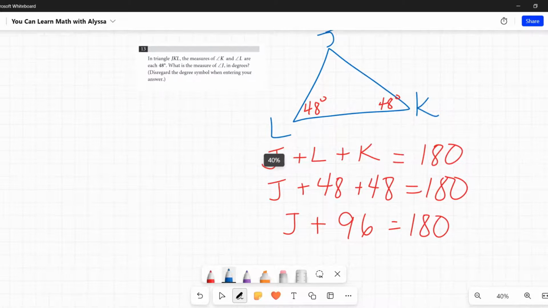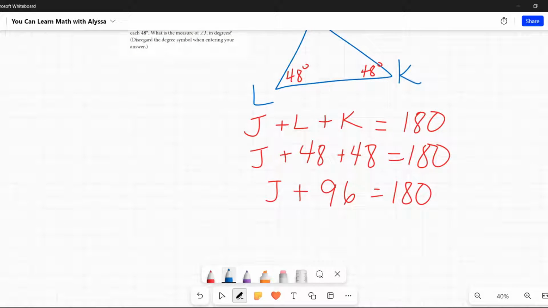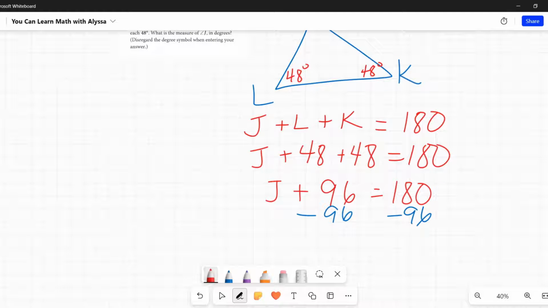And now I'm going to zoom out a little bit because I'm running out of room. To get this J by itself, I want to undo this adding 96. So I'm going to subtract 96 from both sides. And I'm left with J on the left and 84 on the right. So 84 degrees is my answer.